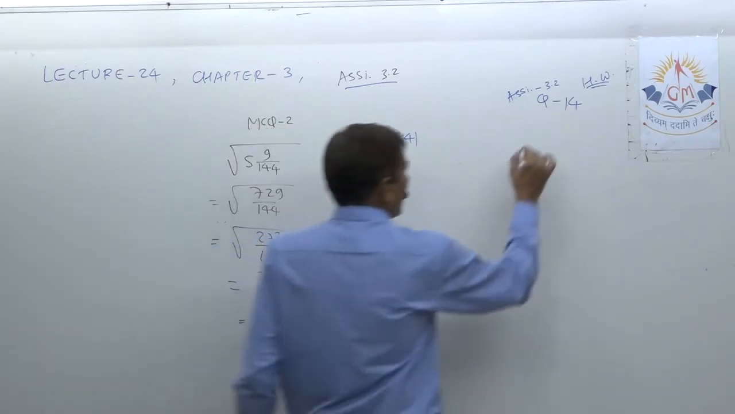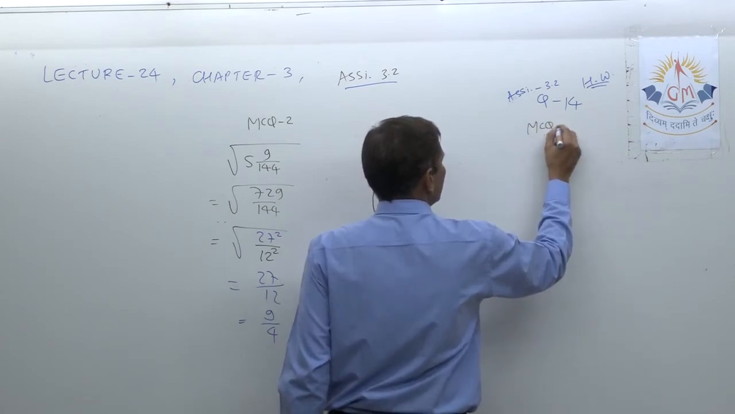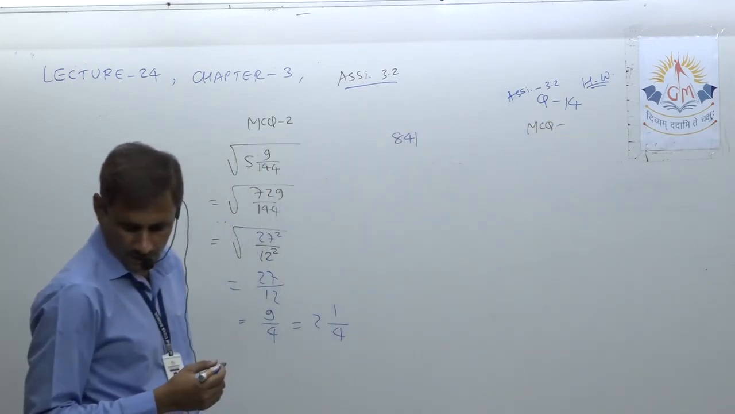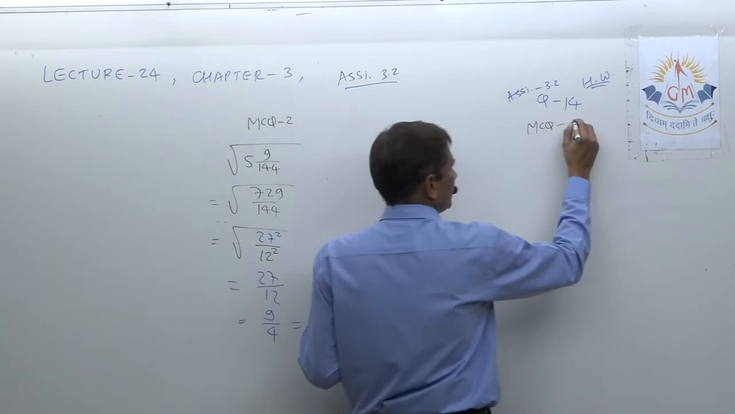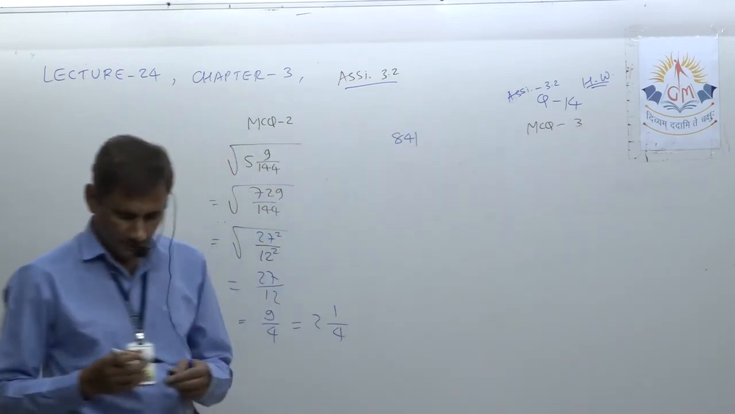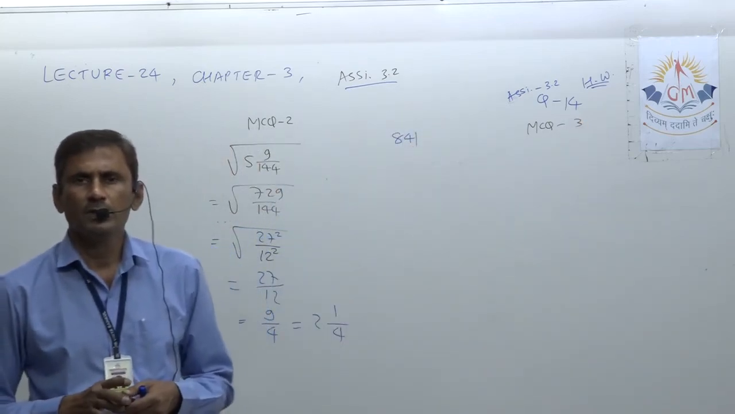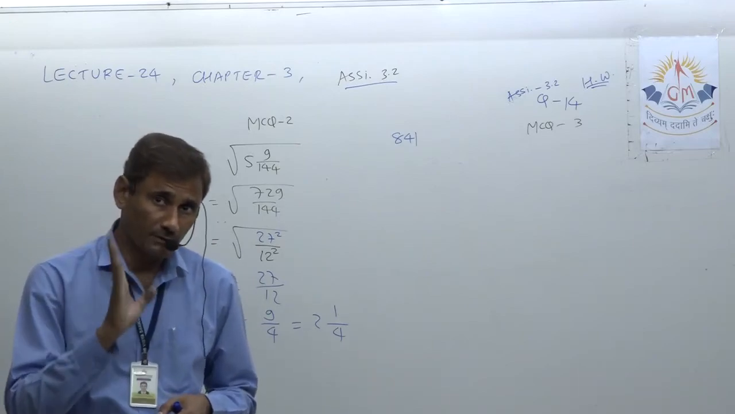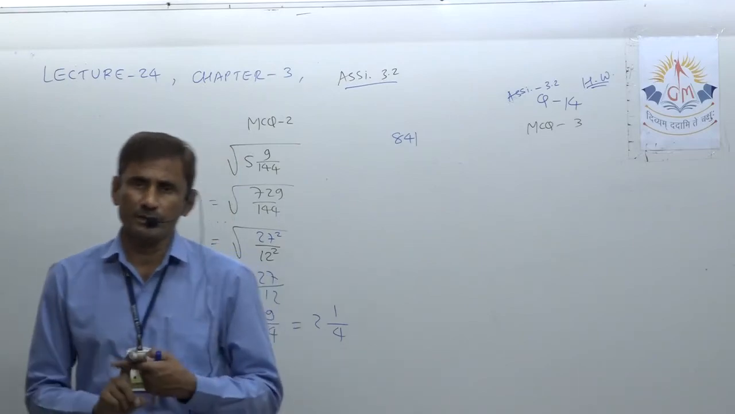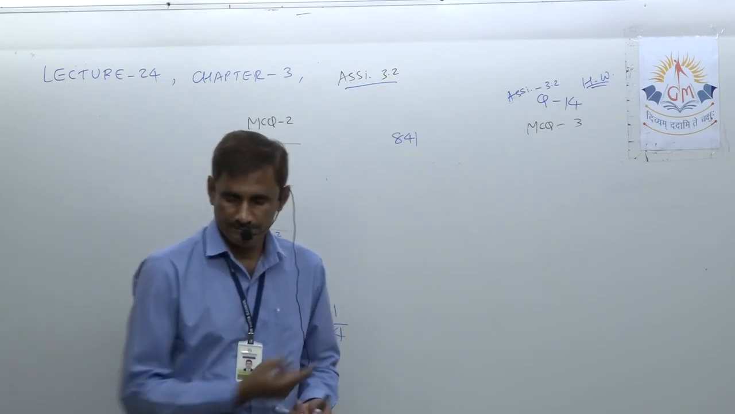So MCQ number 3 is in homework. Assignment same only. Understood? Three methods you are having right now: prime factorization method, long division method, and this estimation method.